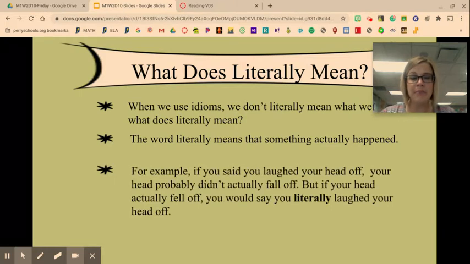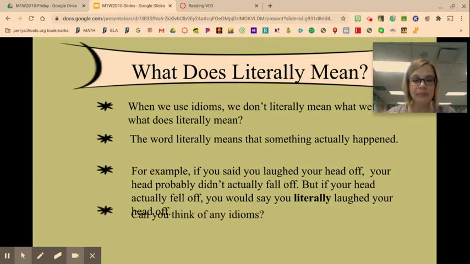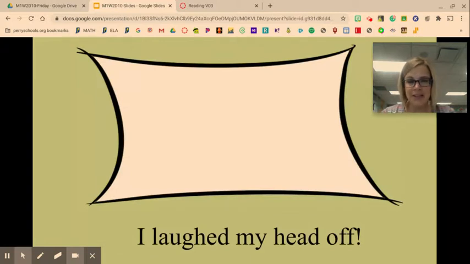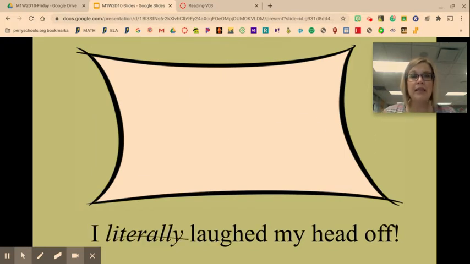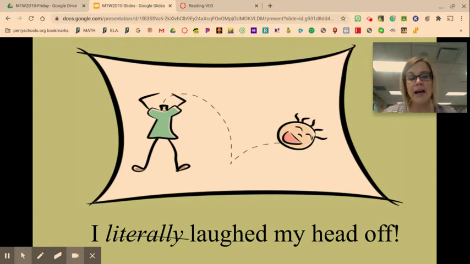Okay, another example. For example, if you said you laughed your head off, your head probably didn't actually fall off, but if your head actually fell off, you would say literally laughed your head off. But for most of us, we're not going to have our heads actually falling off. We're just going to be laughing really hard. All right, so here's this idiom. I laughed my head off. Figuratively, it means you laughed really hard. Literally would mean if your head actually fell off.